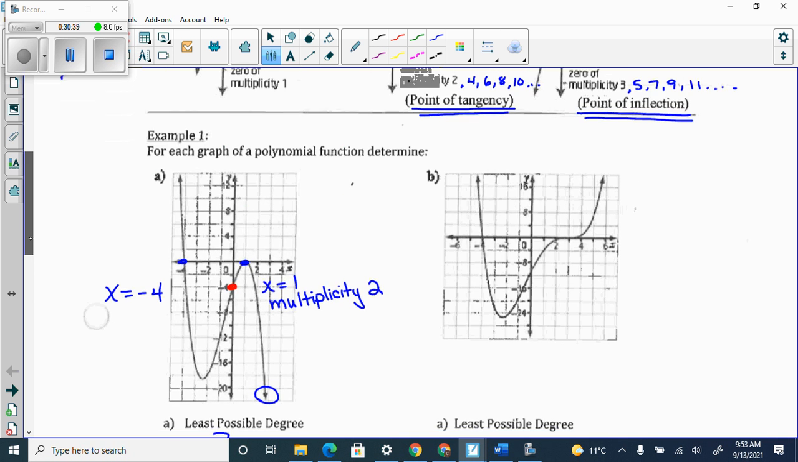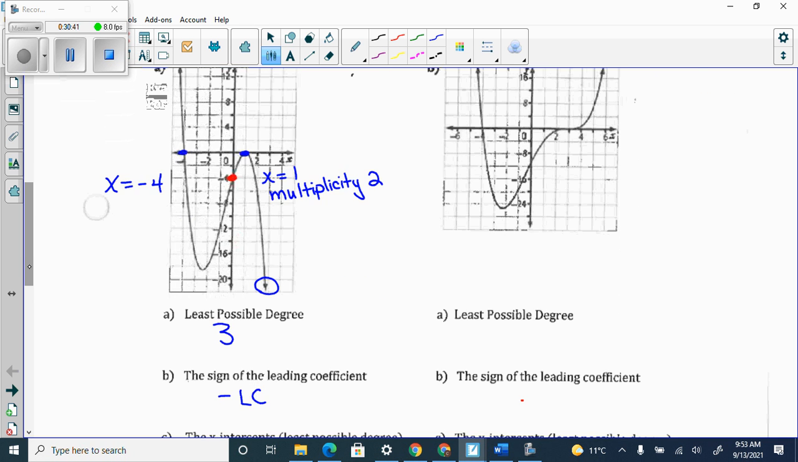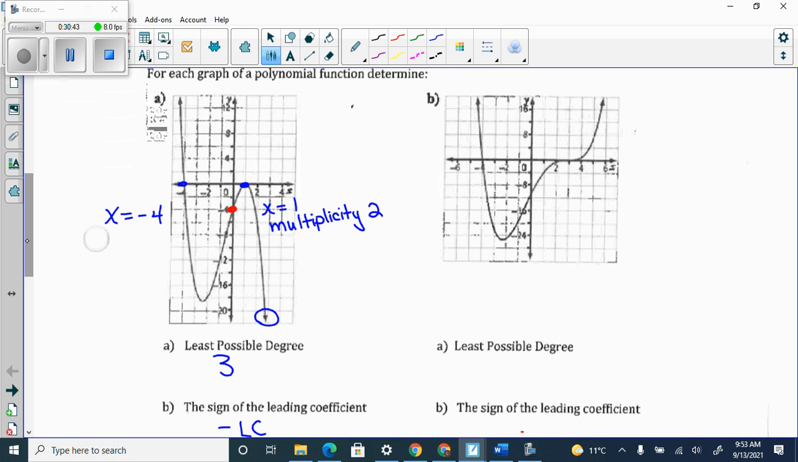All right, we're going to go through B. So, least possible degree of B. 4. Can't be a 2 because it would just be like a smiley face, like a parabola, right? And this one's got a little too many curves going on. I could also write the name Wagner as a really messy W, right? So, 4.